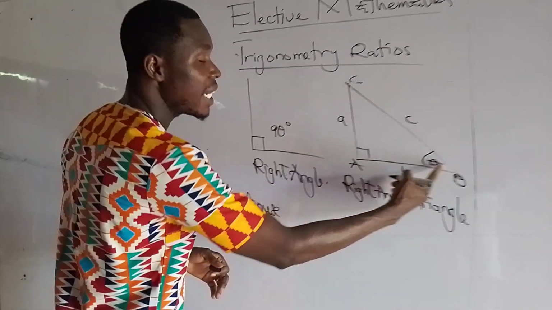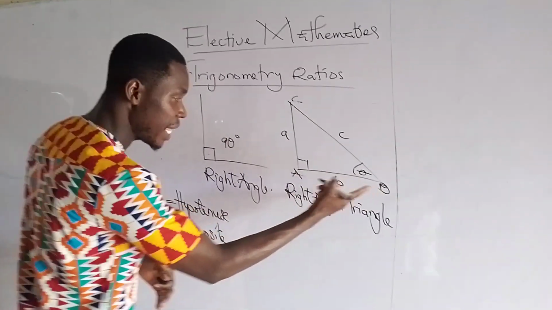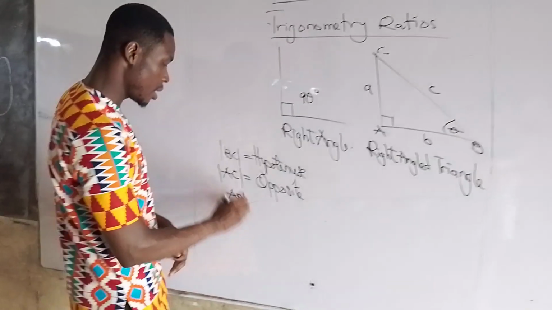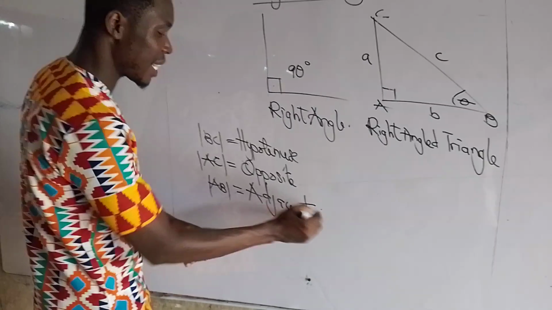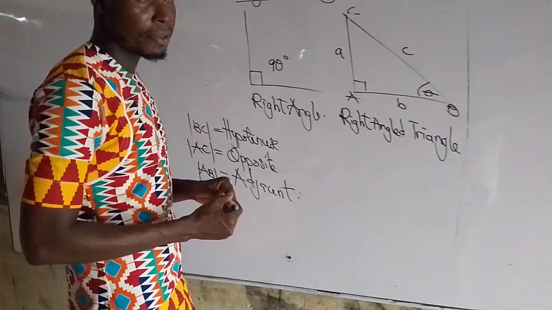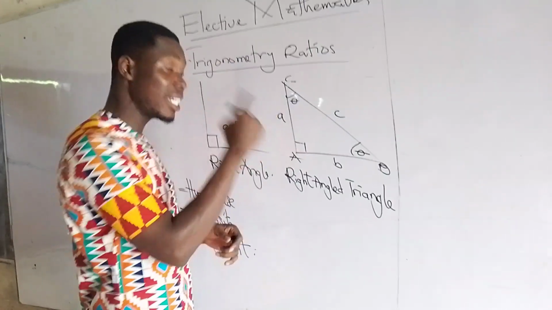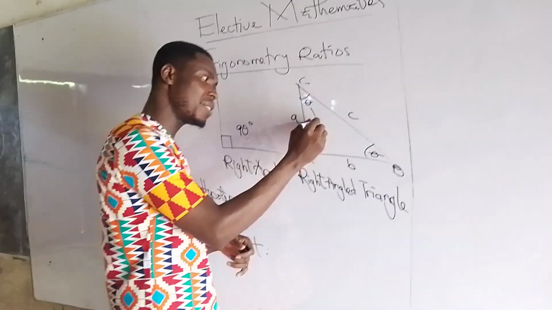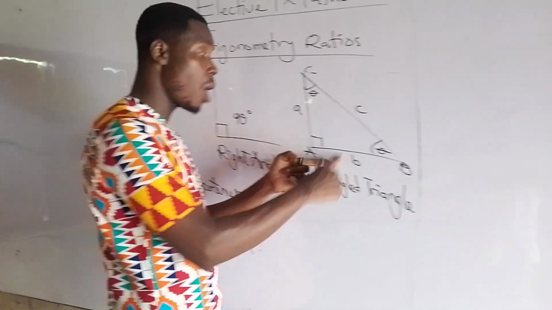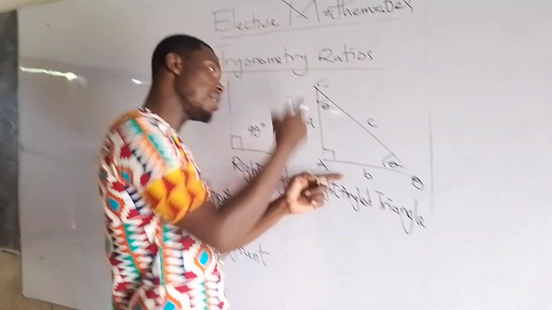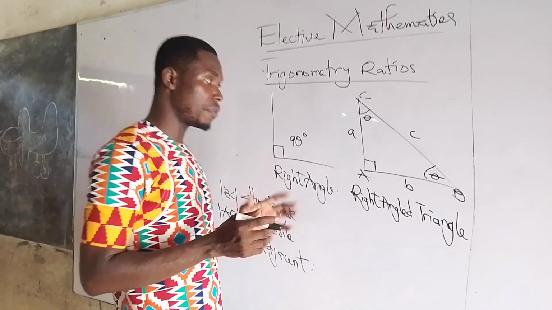Then, where the angle theta is lying on line AB, line AB becomes the adjacent. I hope you are following. Likewise, the angle can be here. If the angle is here, it means that it is facing AB. So line AB becomes our opposite, whilst line AC becomes our adjacent. I hope you are getting the point. I believe you are following.